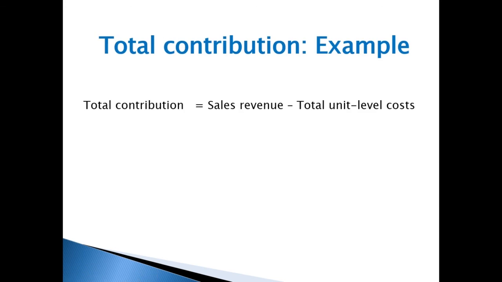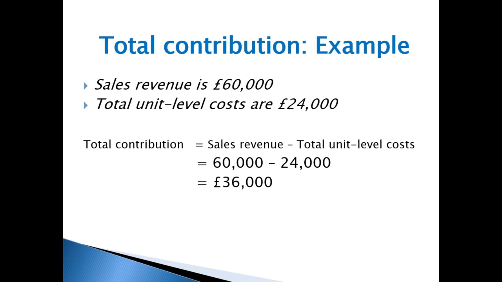Right, there is an alternative approach. Let's look at total output over a period. So in that case, the total contribution is all the sales revenue minus all the unit level costs. So, for example, we've got £60,000 of sales revenue. Our unit level costs for all our units are £24,000, and therefore our contribution is £36,000 for the period.